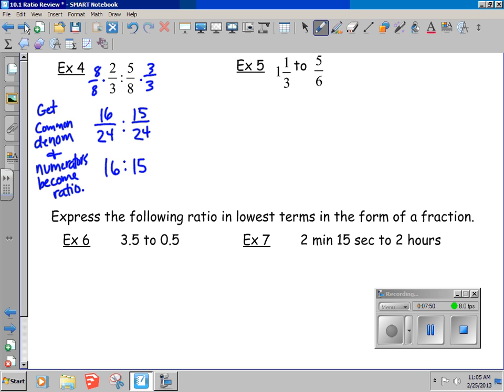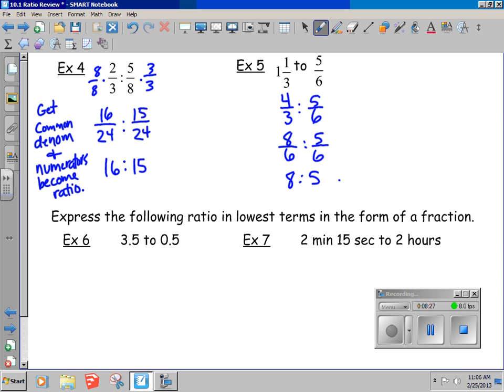All right, example 5 just kicks it up a notch. You should notice here that you have an improper fraction, or a mixed number. The way to handle it is to turn it into an improper fraction. So this is 4/3 to 5/6. Get yourself a common denominator. The lowest common denominator is 6. So this becomes 8/6 to 5/6. Basically 8 parts to 5 parts. So our ratio is 8 to 5 in simplest form. If you would have gone with a higher denominator than 6, that's fine. You just would have had to reduce more in this step.